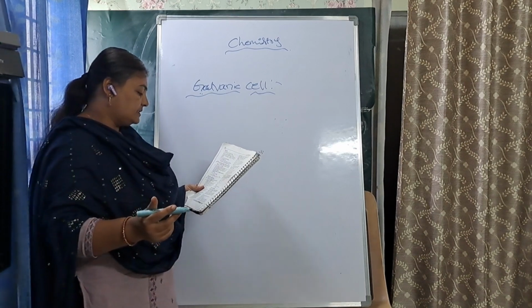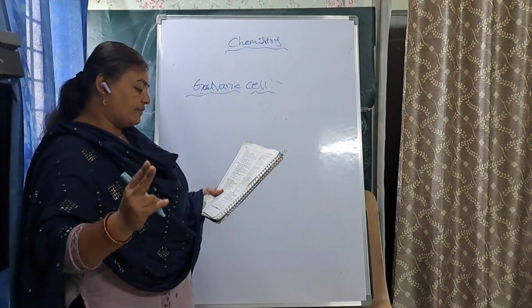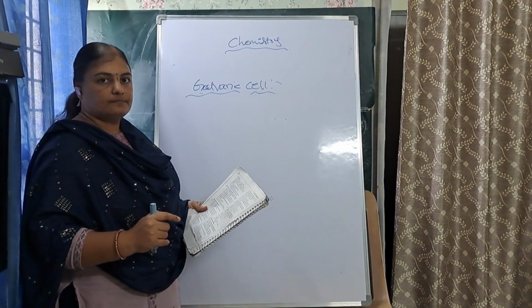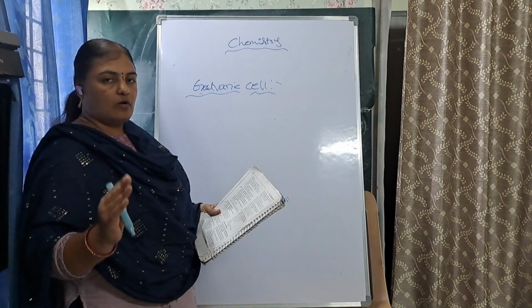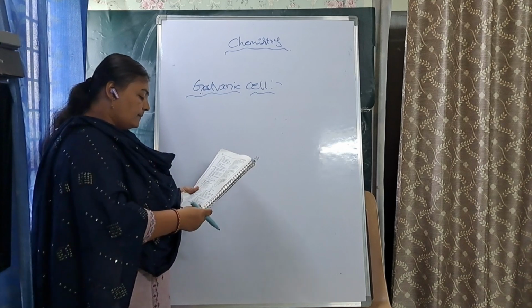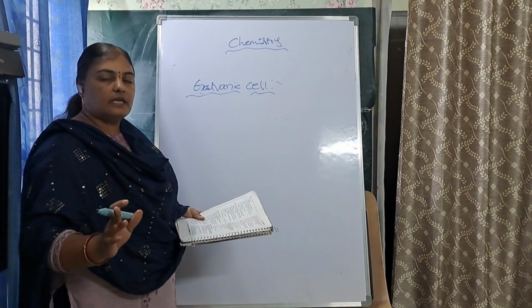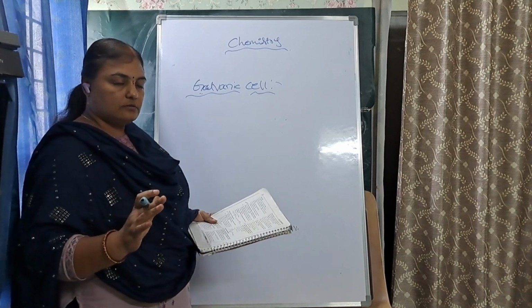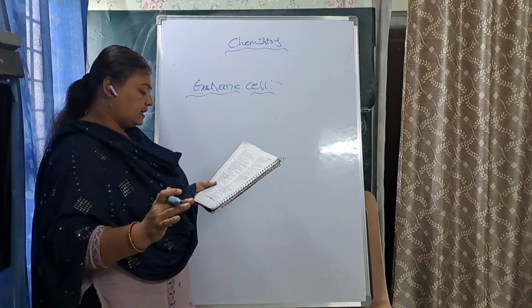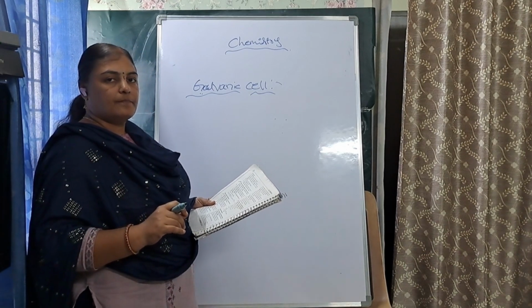So the example is Daniel cell. Here this galvanic cell consists of 2 half cells. One is the anode half cell and the other one is the cathode half cell. The anode half cell consists of a zinc rod, so here we are taking anode as zinc rod, which is dipped in zinc sulfate solution, and the cathode half cell consists of a copper rod which is dipped in copper sulfate.